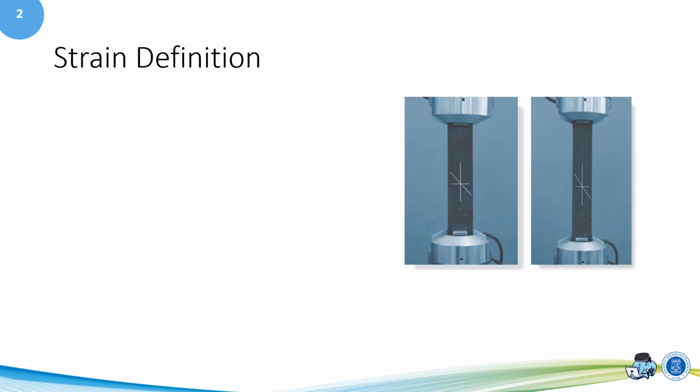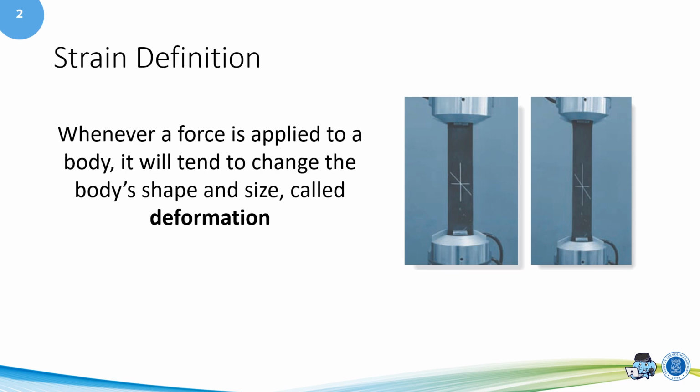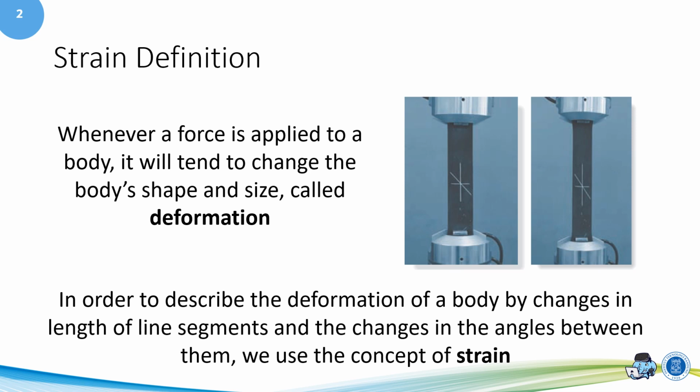You can see that on the right side, the lengths of the three lines are changing, which means there's a change of the bar's shape and size. So, we can say that whenever a force is applied to a body, it will tend to change the body's shape and size, which is called deformation. In order to describe the deformation of the body by the change in the length of the line segments and the change in the angle between them, we use the concept of strain.